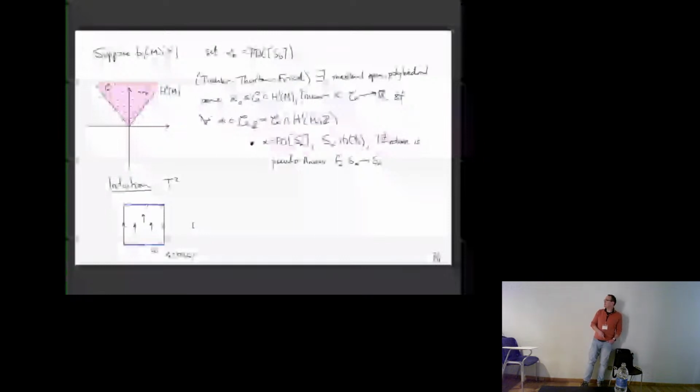So it's not particularly hard, but it does sort of rely on some harder things.